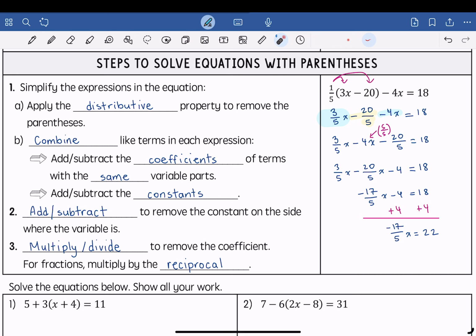So let's look at the next step, because there are no more constants here. On the left side, the term with the variable has been isolated. Step 3, multiply, divide to remove the coefficient. If it's a fraction, multiply by the reciprocal. So in this case, the coefficient is a fraction. So we're going to multiply both sides by the reciprocal, which is 5 over negative 17. And I need to balance the equation, so whatever I do on one side, I'm going to do to the other.